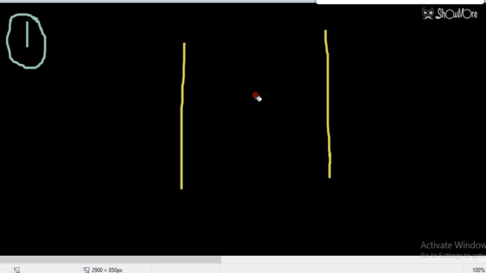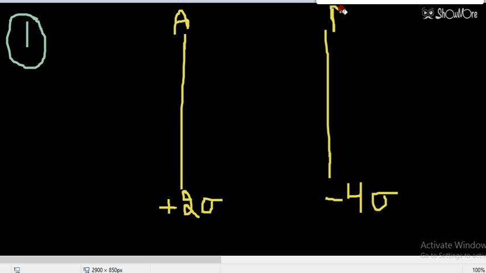Or you can say this is sheet 1 having the charge density plus 2 sigma. So this sheet has positive charge density and this sheet has negative charge density, so it is minus 4 sigma. So these are the two sheets. You can name it as sheet A, sheet B.